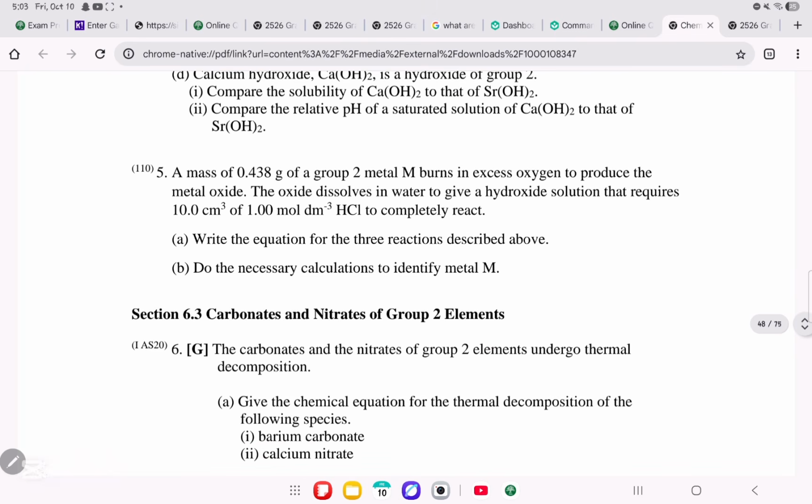We move on to part D, double i. Compare the relative pH of Ca(OH)2 and Sr(OH)2. What did I say before? I said that as we go down the group, solubility increases for hydroxides. So what does this mean? This means there's going to be a greater pH because more hydroxide ions are being released.